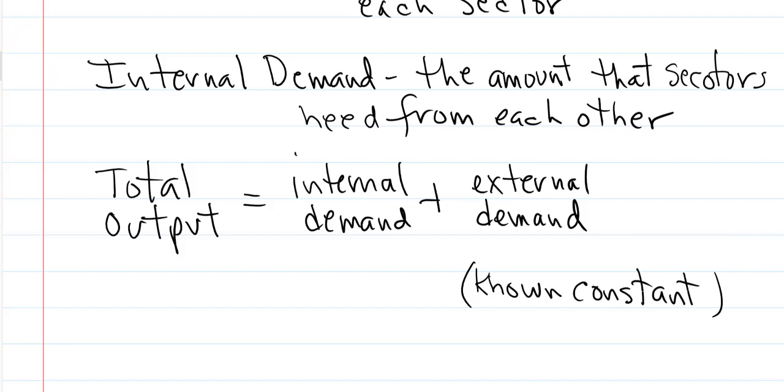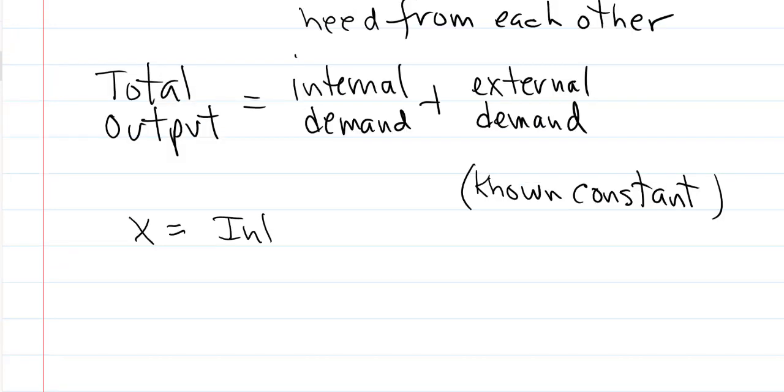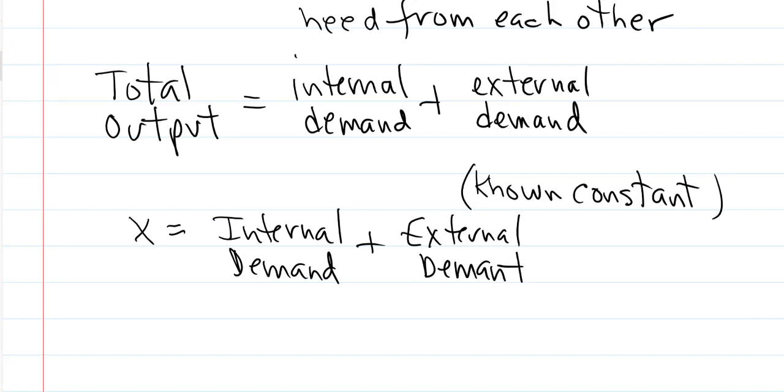Let's say X is the total output, and that's equal to the internal demand plus the external demand. So what makes this problem complex? Well, it's the internal demand, because the internal demand is not constant, and it depends on the total output. If a sector produces a lot, it will need a lot from the other sectors and from itself for production. And if it produces less, then it will need less.